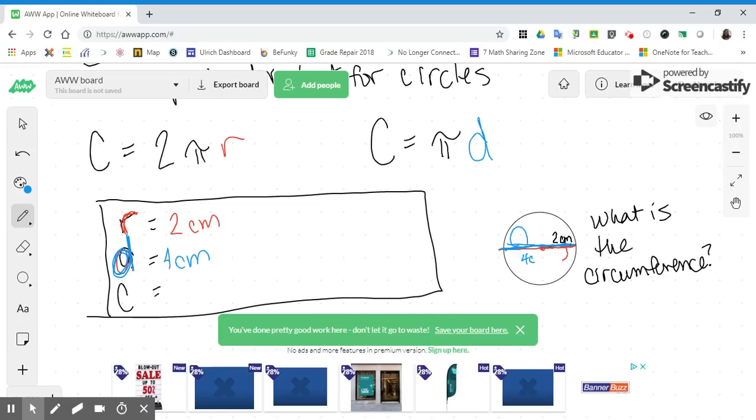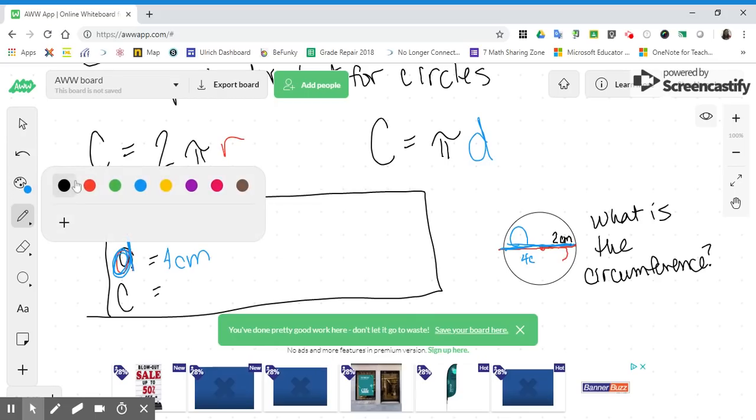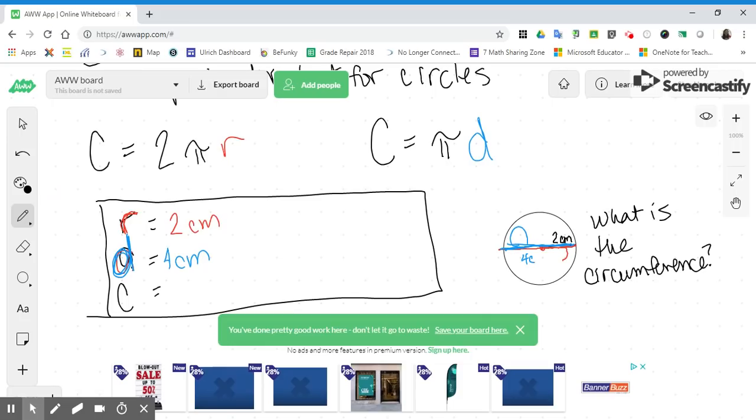And then all that's left to do is deal with that pi. Pi is just 3.14. So all you have to do is multiply 4 times 3.14. But to estimate, you can just multiply by 3. 4 times 3 gives us 12 centimeters.